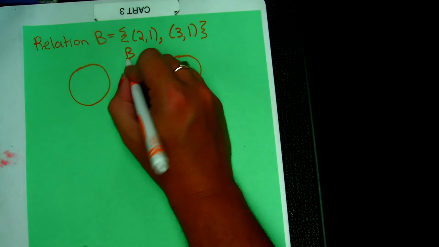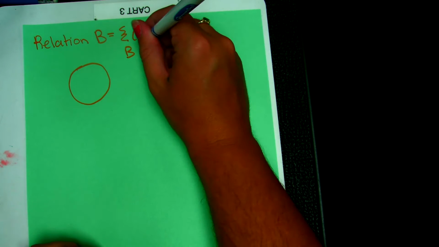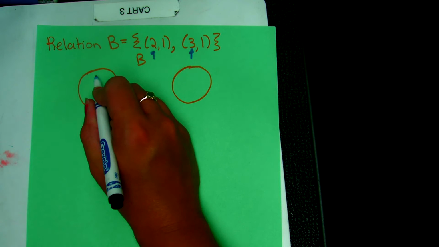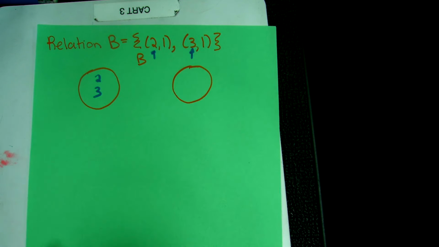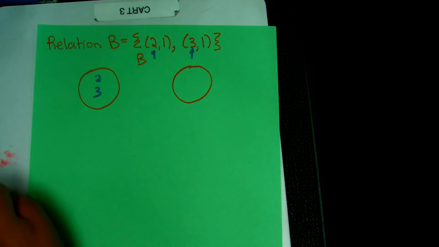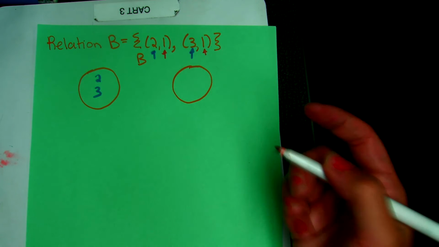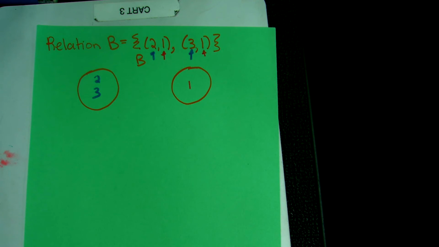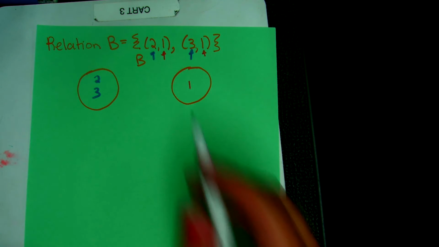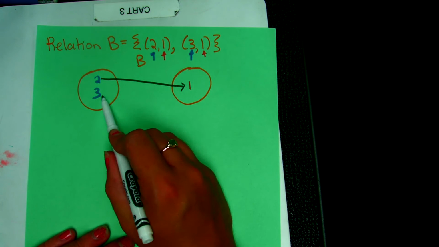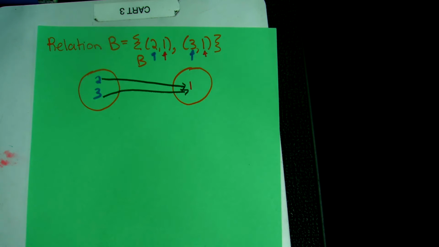Remember, our first circle contains our first coordinates, which are 2 and 3 in numerical order. So 2 comes before 3, so we write 2 and then 3. Our second circle contains all of our y coordinates, which is 1 and then 1 again, so we only have to write it once. We're just going to write 1. Then we draw arrows to show the relation. 2 is related to 1, so we draw an arrow from 2 to 1. And 3 is related to 1, so we draw an arrow from 3 to 1. And that is our circle mapping for relation B.